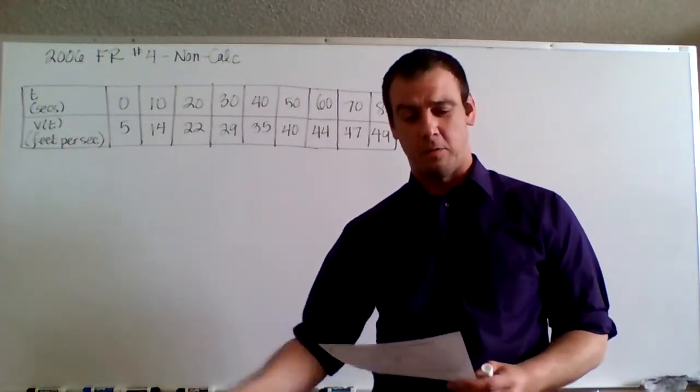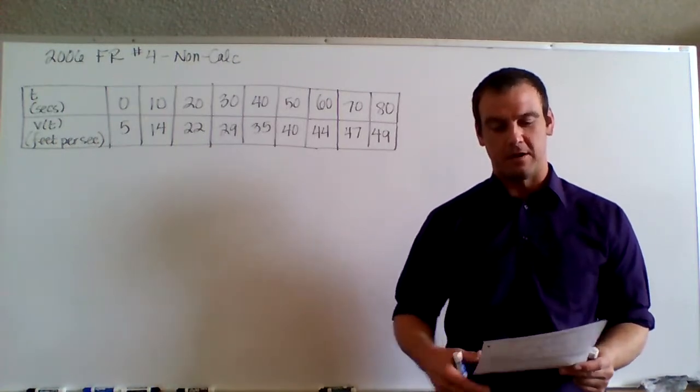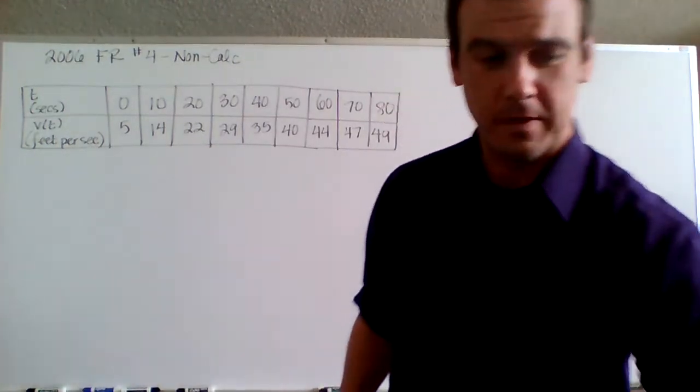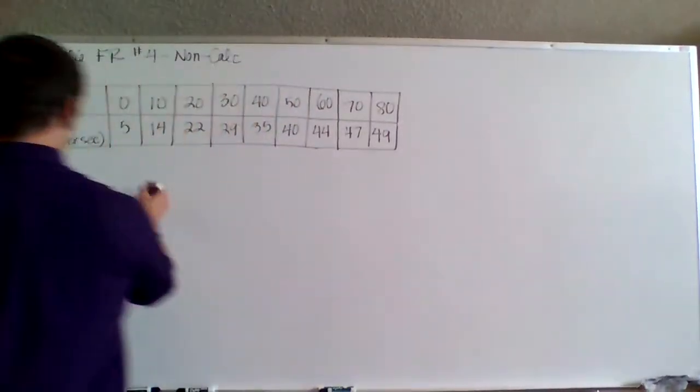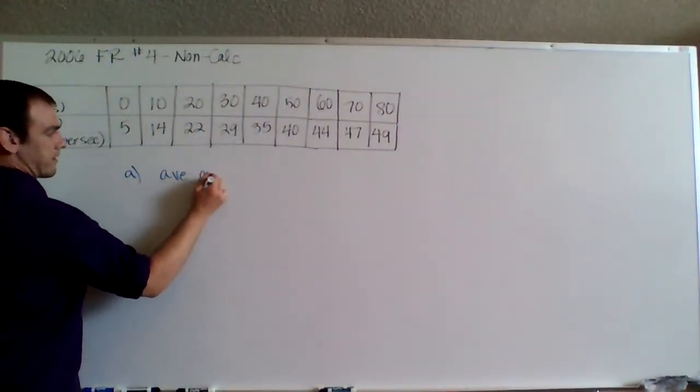So part A, what we're supposed to do is find the average acceleration of rocket A over the 80 seconds. Okay? So, I want to find A, average acceleration.